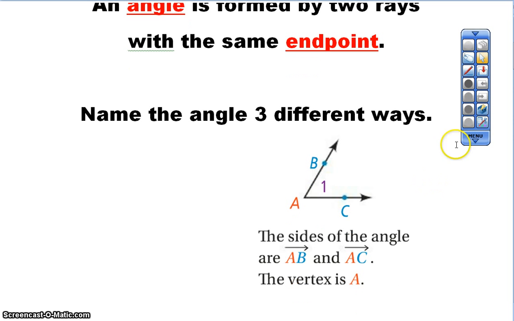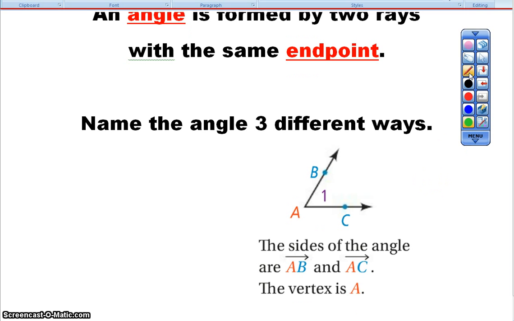So you can see in this picture, the two rays in my angle are this one, and my other ray is going right here. So that's how an angle is formed, by two rays that have the same endpoint, that endpoint being A. You can name an angle three different ways, but you have to make sure that this vertex, or the one that's kind of in the corner, is always in the middle. So I could name this angle BAC. Notice A is in the middle.